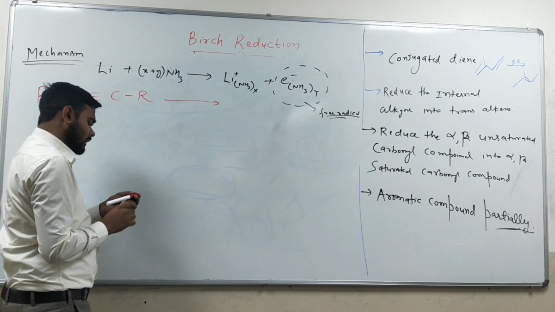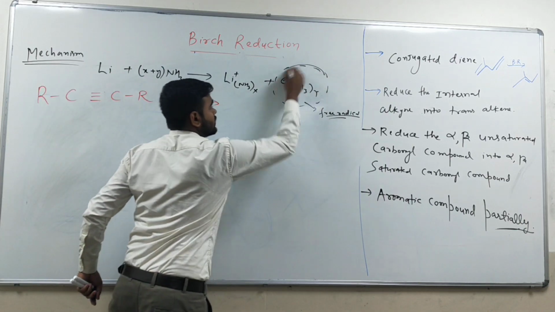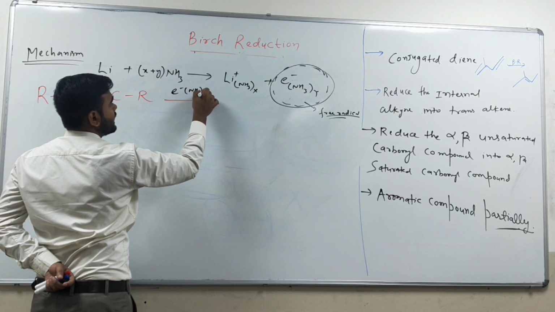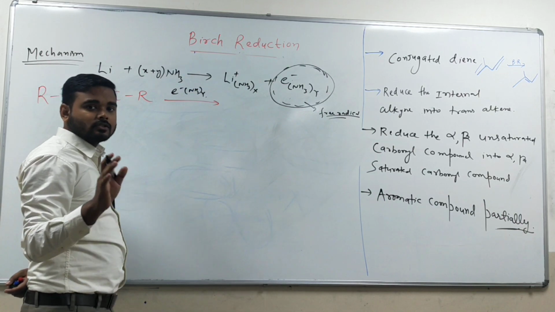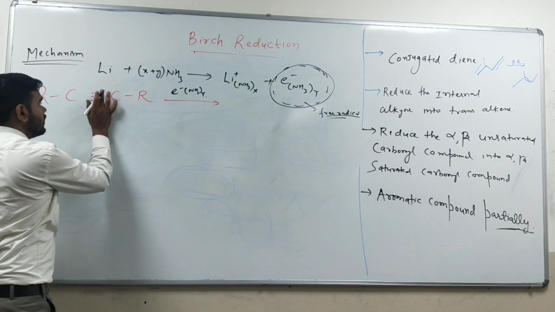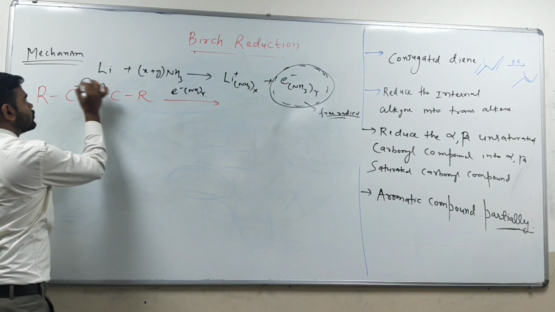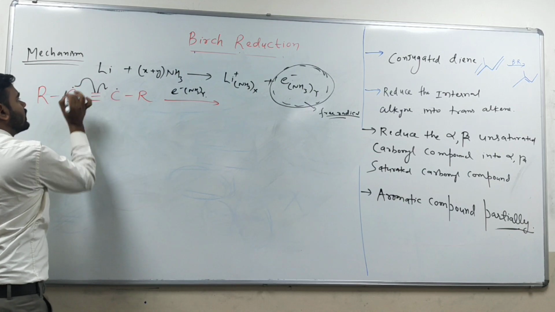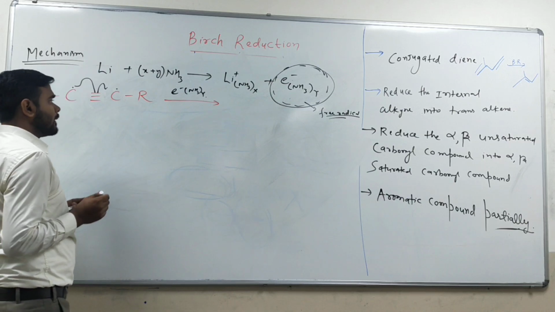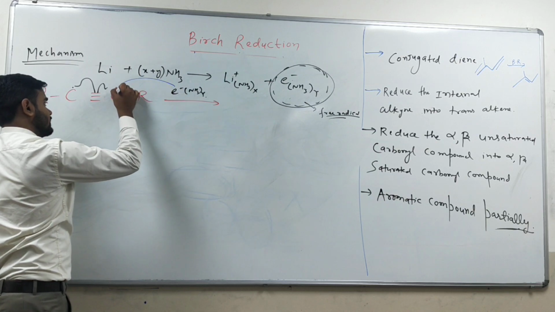As I already told, when you take this particular Birch reduction, this one is our main hero, the solvated electron, and it will work as a radical. Here this particular bond is cleaved homolytically like this. One electron is going here and one electron is represented with a dot. Then the solvated electron is going to attack this particular carbon.